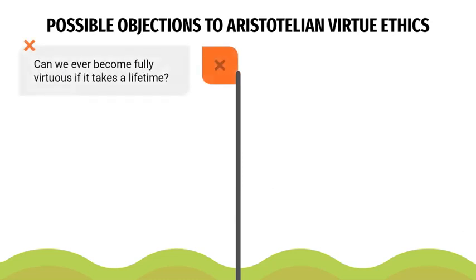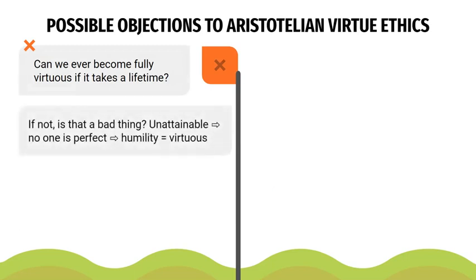Other objections: can we ever become fully virtuous if it takes a lifetime? Aristotle says no, but is that a problem? I mean, go back to the sports example. No one ever gets perfect. No one ever becomes a perfect basketball or tennis player, right? Even the best players in the world, Serena Williams in tennis or Roger Federer, don't make every shot, and they're not hoping to make every shot, but they certainly get better over time. So maybe that's not a problem, right? It's not like we ever become fully virtuous, but we strive to, right? So maybe that's not a bad thing in the end.